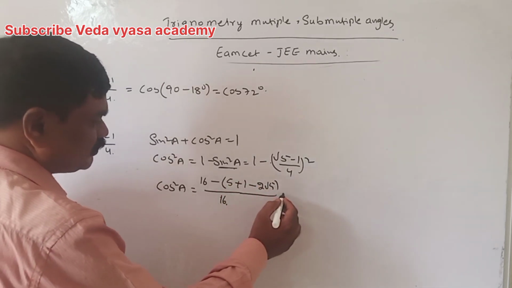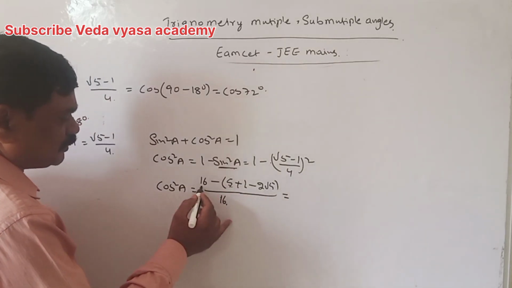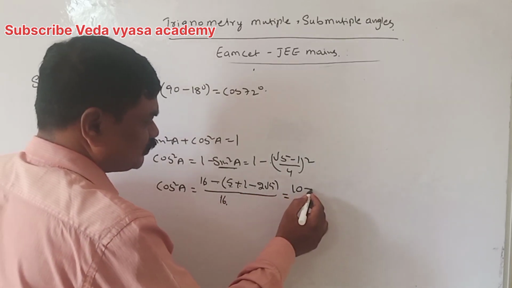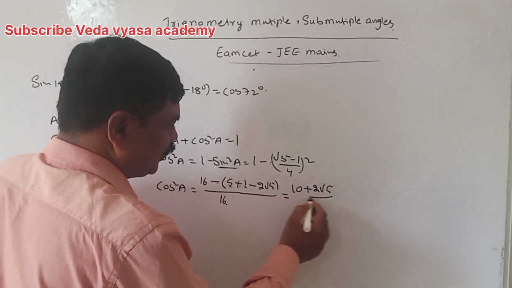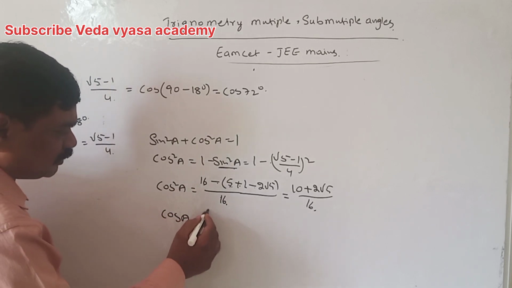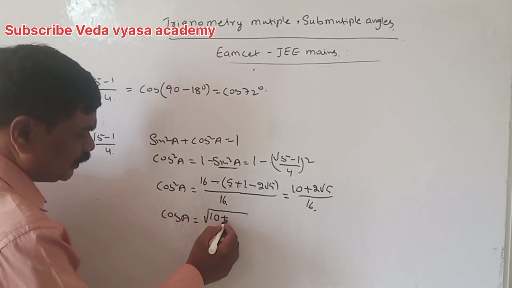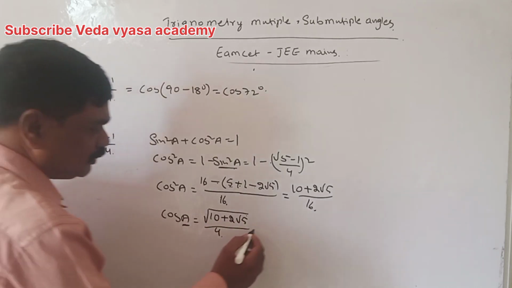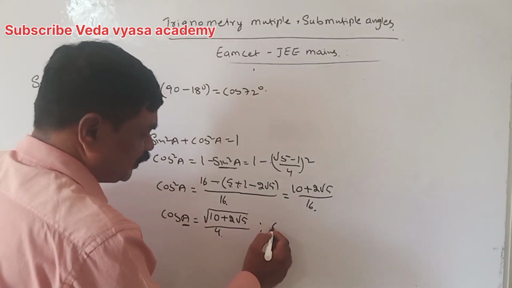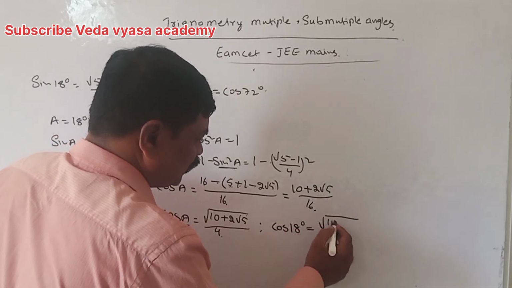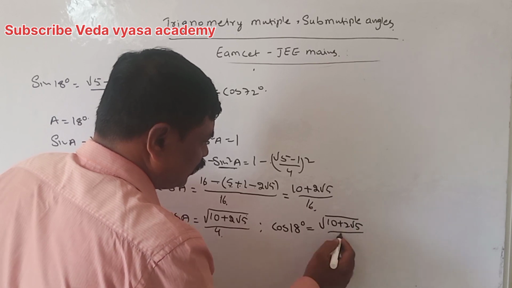All of you, this is equal to 5 plus 1 is 6. 16 minus 6 is 10, minus into minus plus 2 root 5, by 16. Then cos a is equal to what? Root over 10 plus 2 root 5, by 4. But a is equal to 18 degrees. Cos 18 degrees is equal to root over 10 plus 2 root 5, by 4.